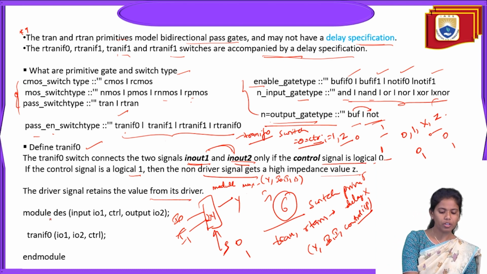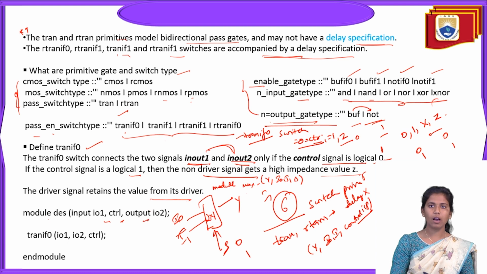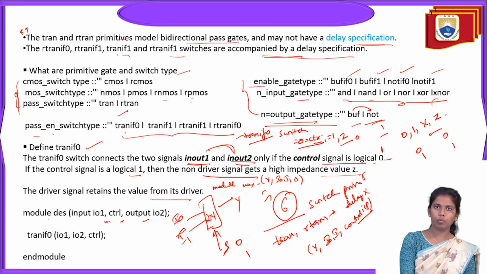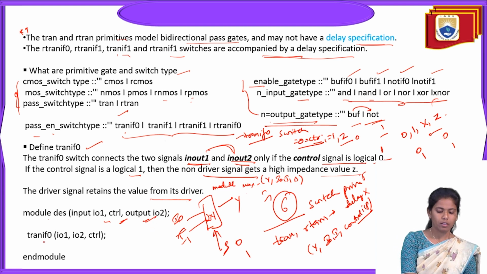Then, here a small example is given. Module, with a description given for some particular circuit, and the name of the circuit. Then the inputs: the control signal, and the output. So inout1, the control signal named control, and the output inout2. Then I'm using tranif0, right? So tranif0 is connecting the two signals.